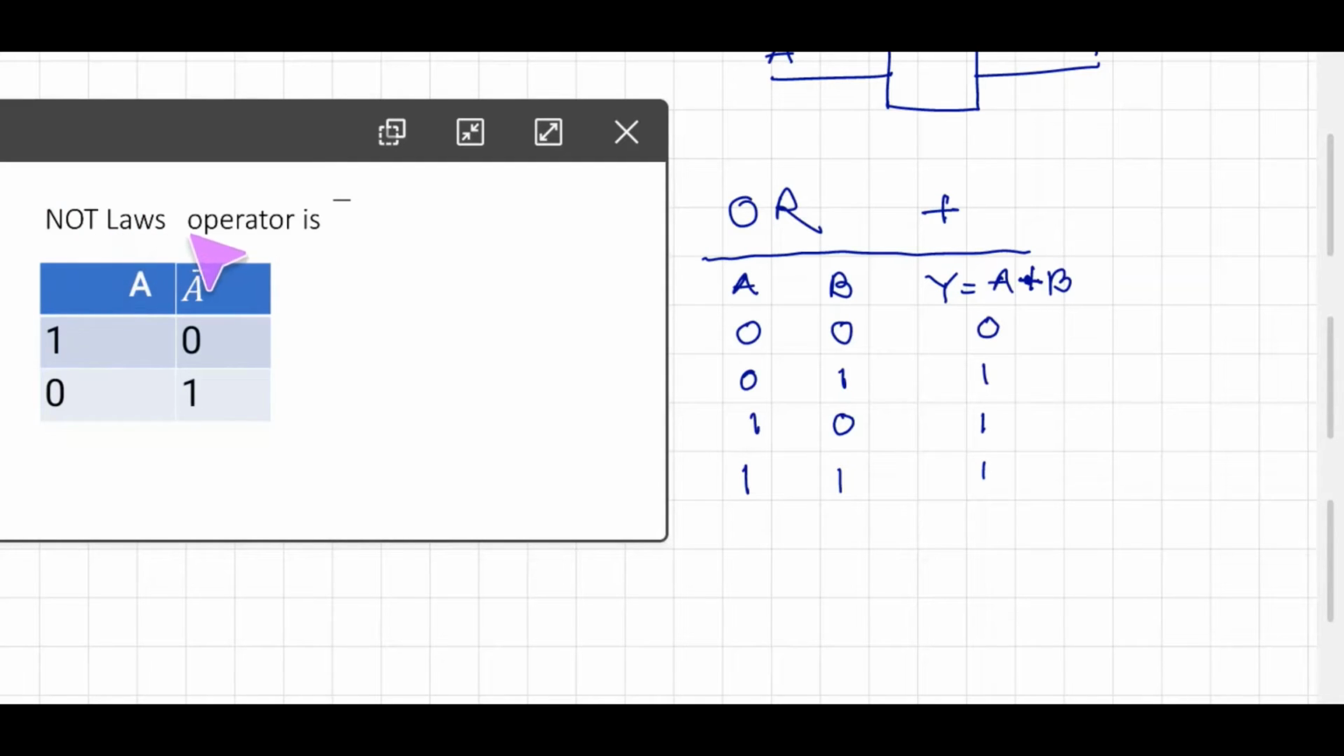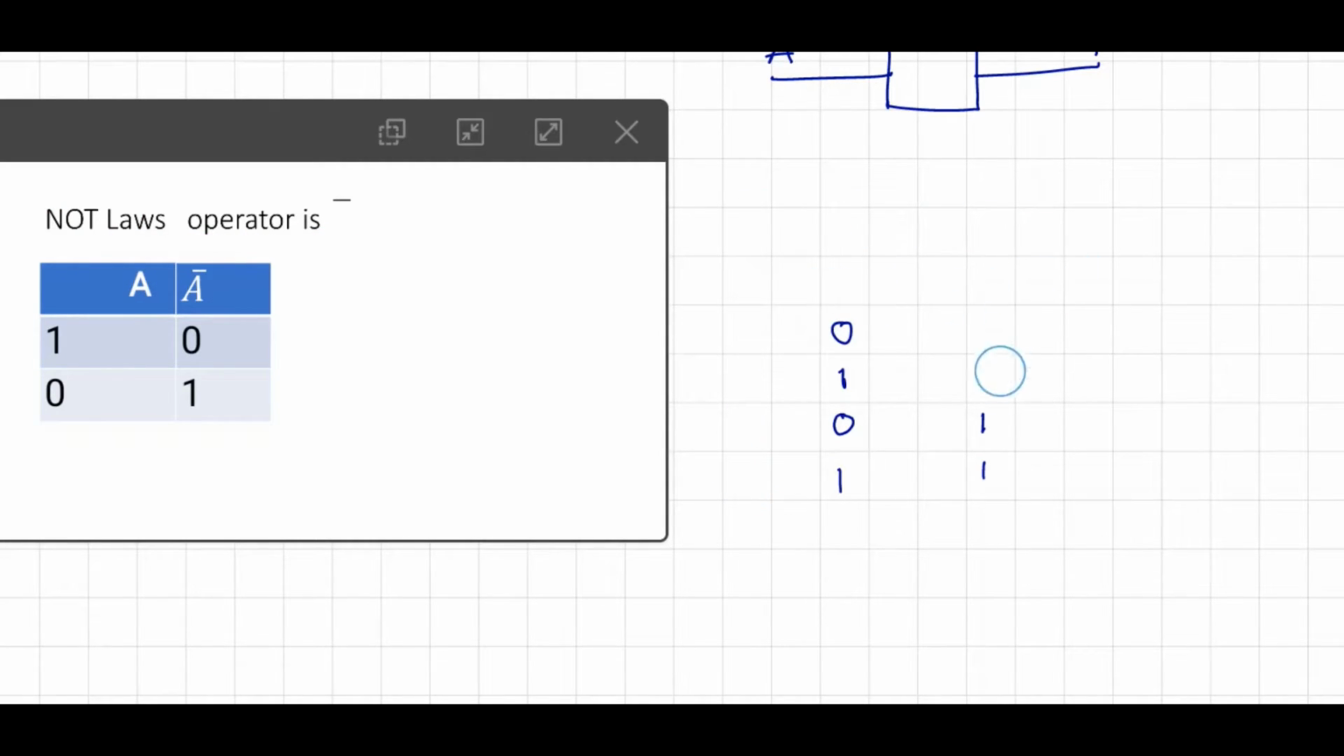Next, the NOT law operator. When we talk about NOT, it is an inversion operation. This is a NOT gate. If the input is A, the output Y is equal to A complement. So if A is 1, A complement is 0, and if A is 0, A complement is 1.